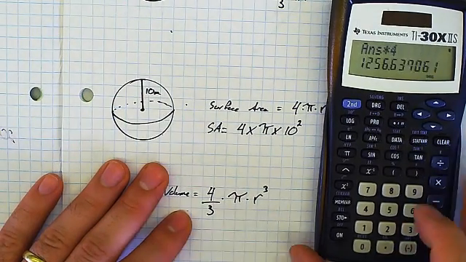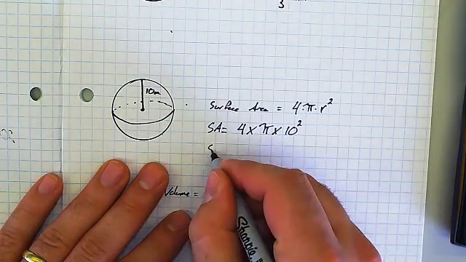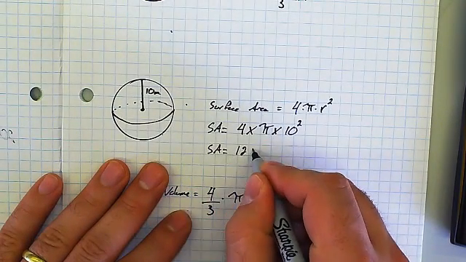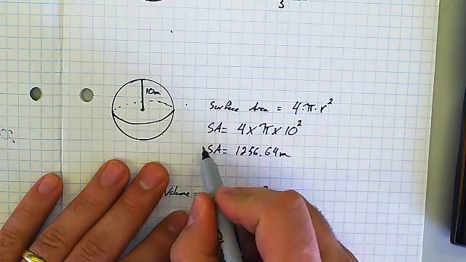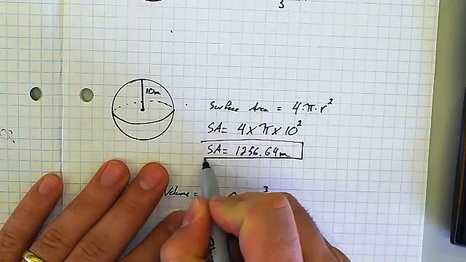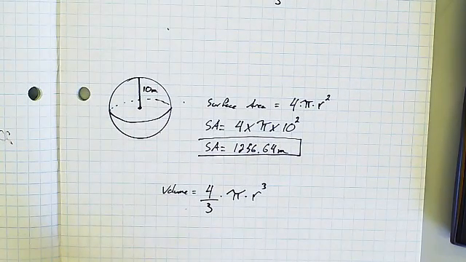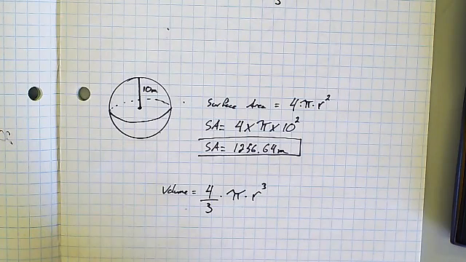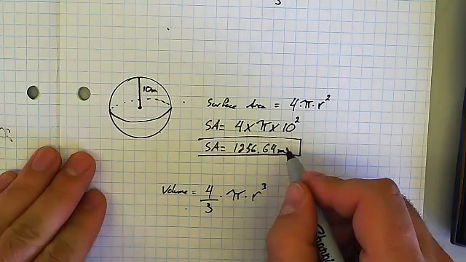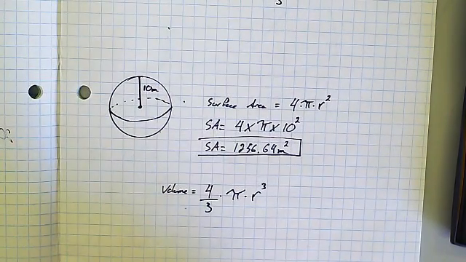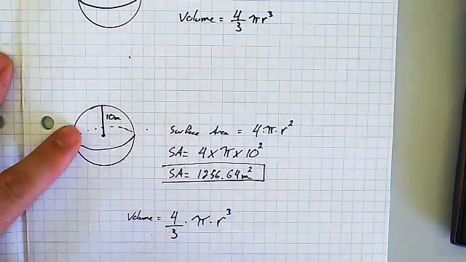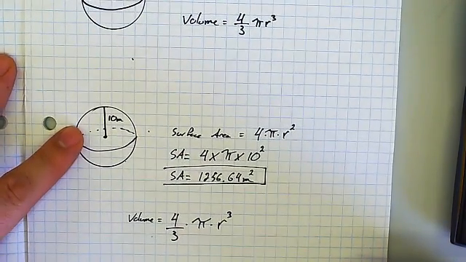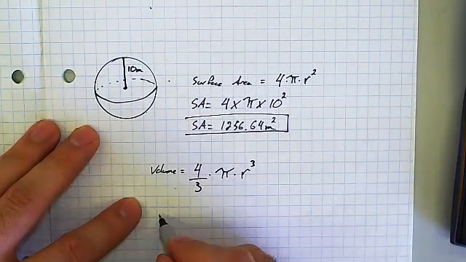100 times pi is 314. We're going to float that and multiply that by 4, which gives us a surface area of 1,256.64 meters squared. And just now realizing that on all my other surface areas, I forgot to put meters squared. That's frustrating.